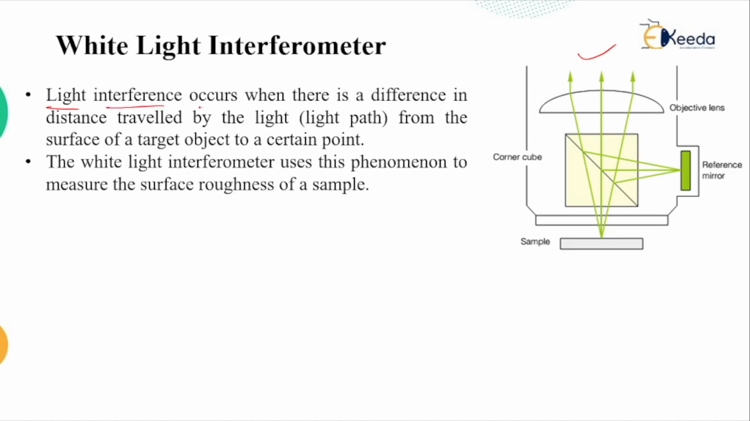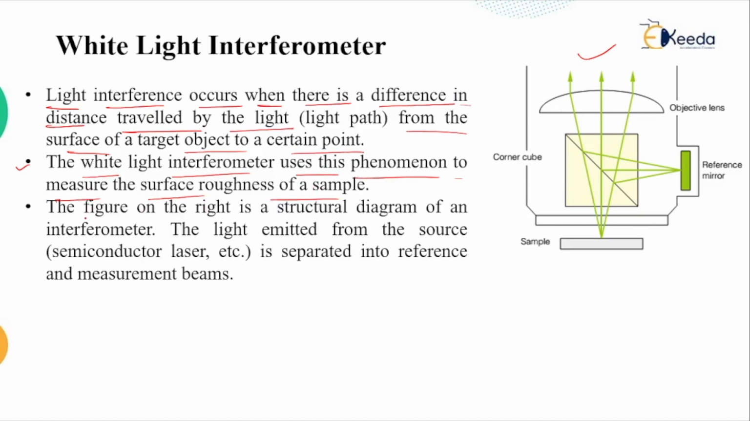Light interference occurs when there is a difference in distance traveled by the light from the surface of a target object to a certain point. That is the concept of interference. The white light interferometer uses this phenomenon to measure the surface roughness of a sample. The figure on the right is a structural diagram of an interferometer.